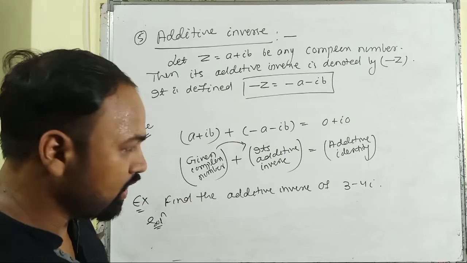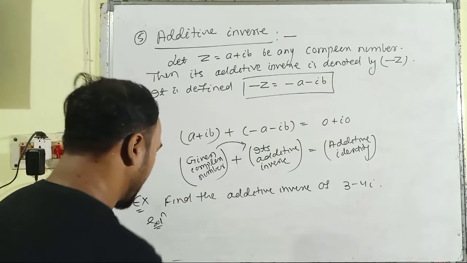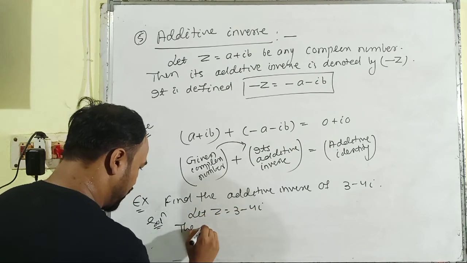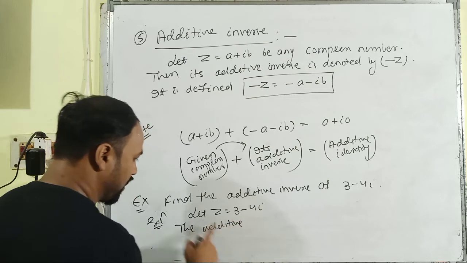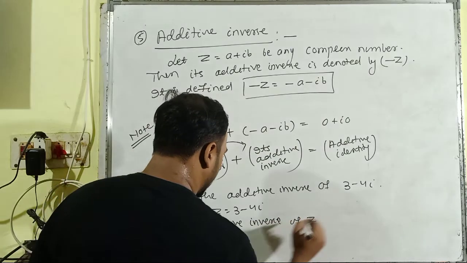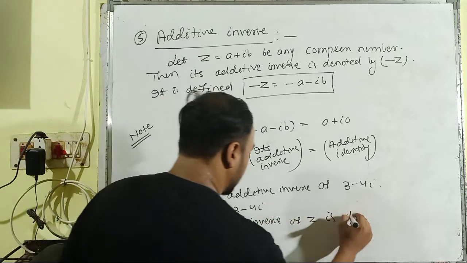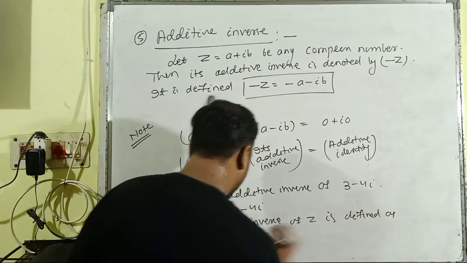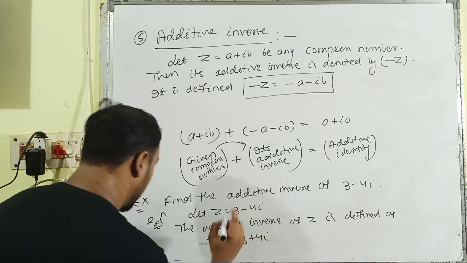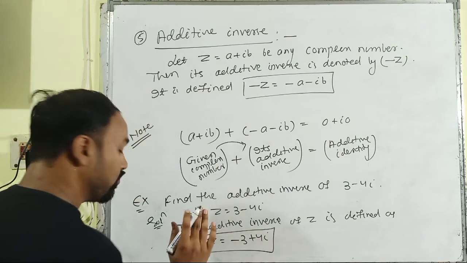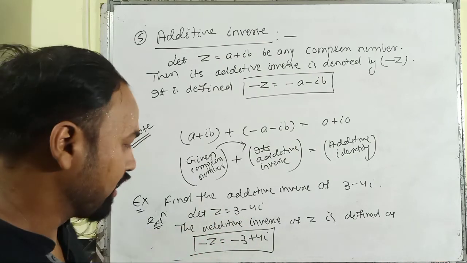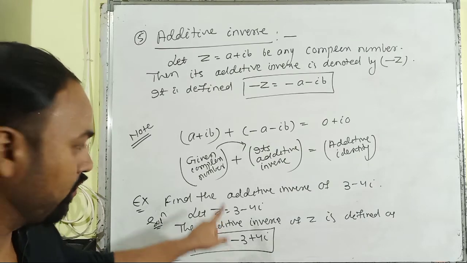First of all, you have to consider the given complex number in the form of z, the general form. Let z is equal to 3 minus 4i. The additive inverse, you have to write down like this pattern. The additive inverse of z is defined as minus z is equal to minus 3 plus 4i, because I have already told you that we have to multiply a negative sign in both the left hand side part and also in the right hand side part, and here is the solution of your question.